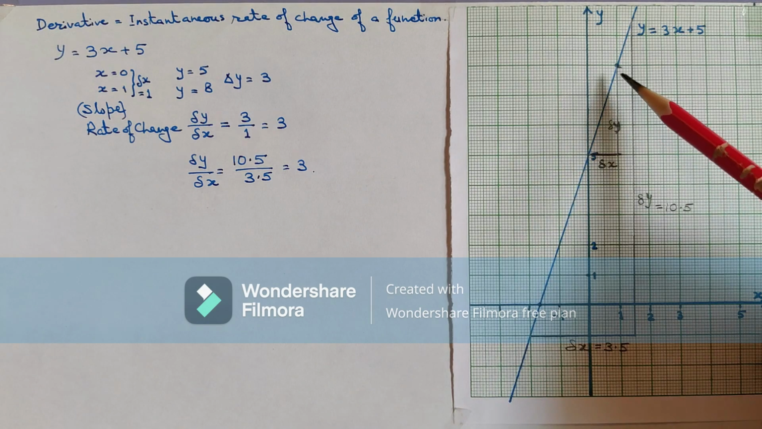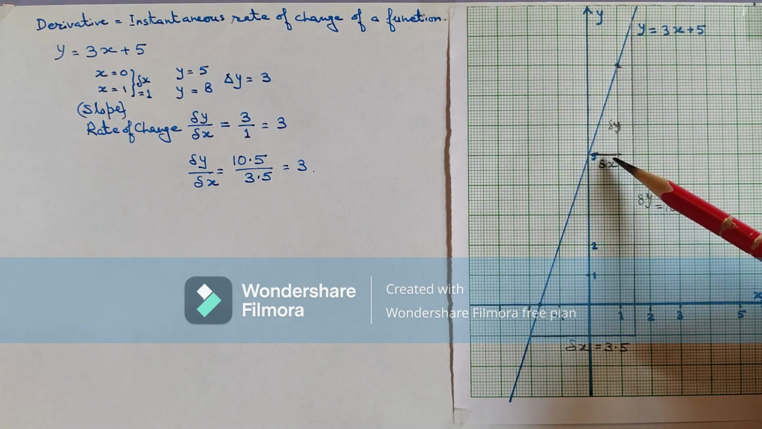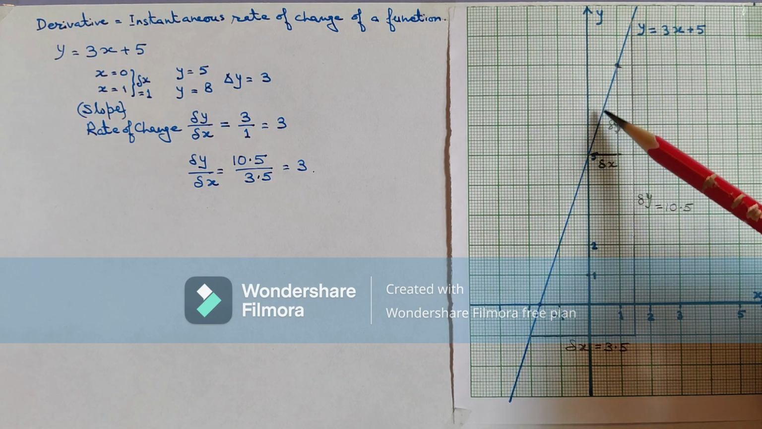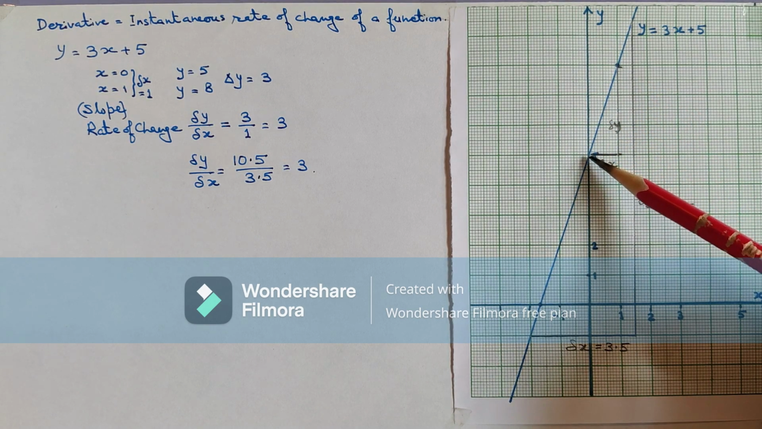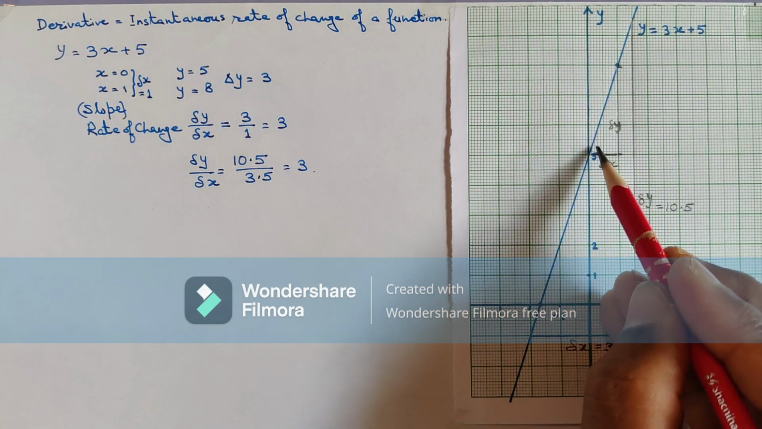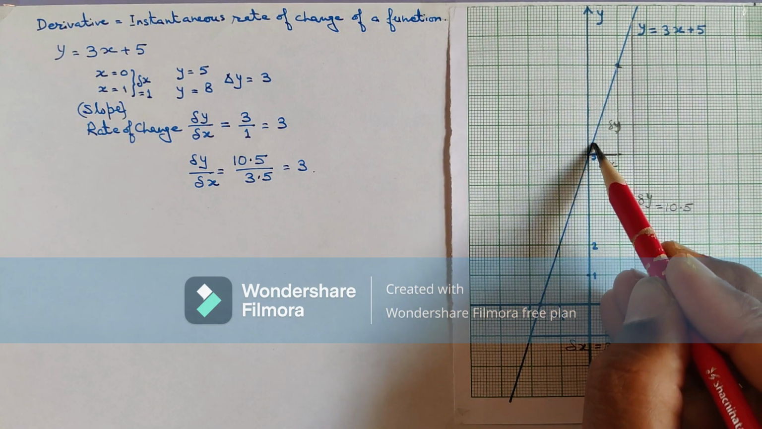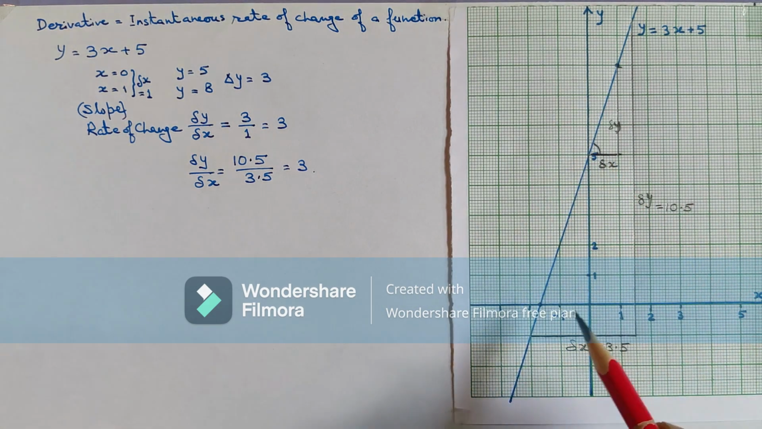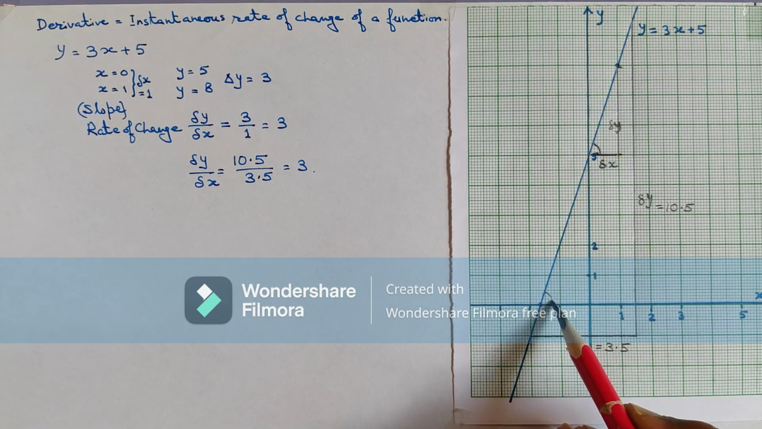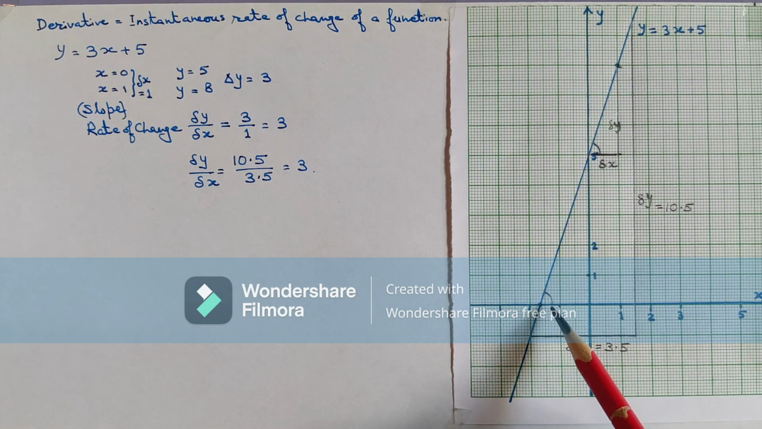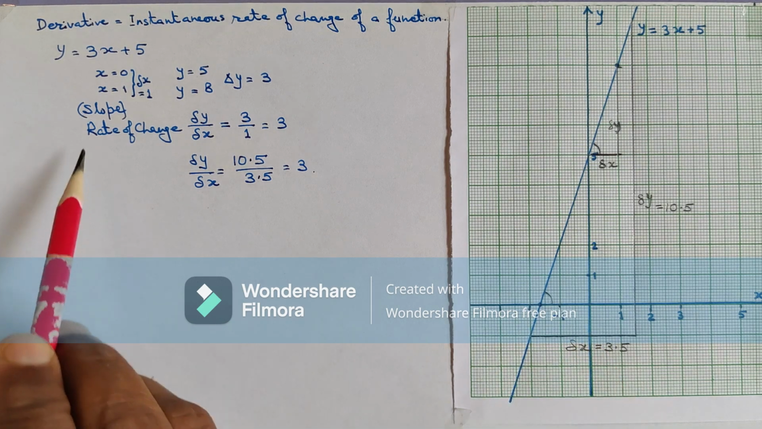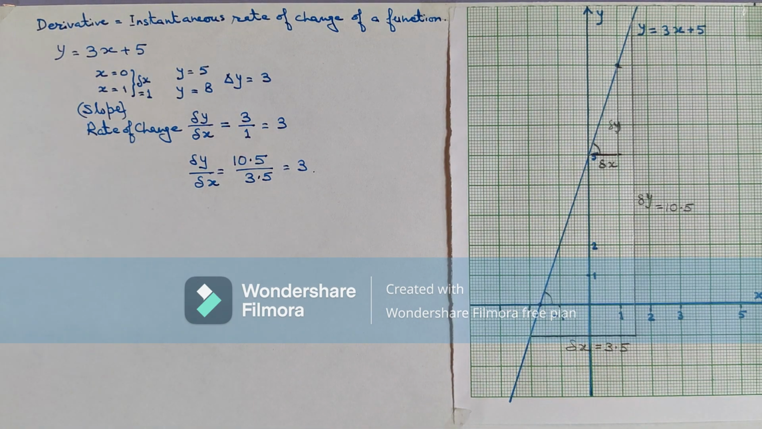For a graph, this value delta y upon delta x is called the slope of the graph. If it is a straight line, it is the slope of the straight line. Notice this also happens to be tan of this angle. For a straight line, this is tan of the angle that the line makes with the x-axis. So tan of the angle that the line makes with the x-axis, in the terminology of coordinate geometry, is called the slope of the line, which is the same thing as rate of change.